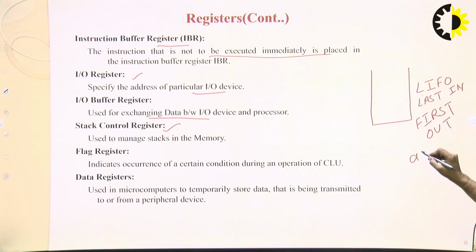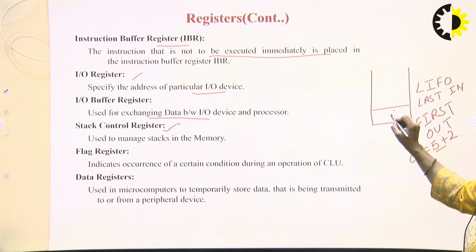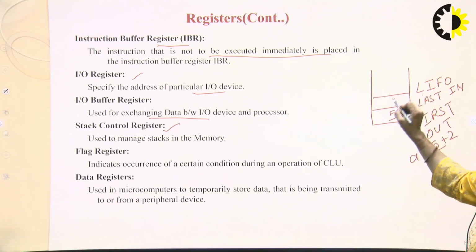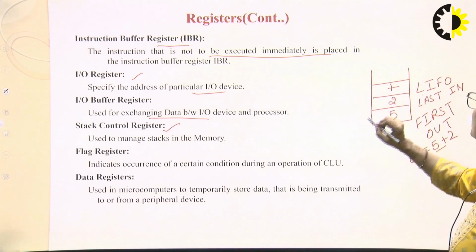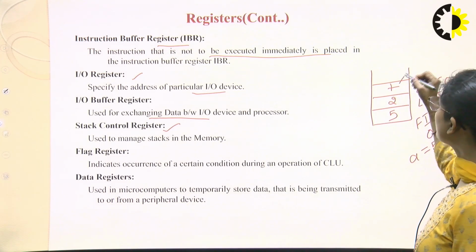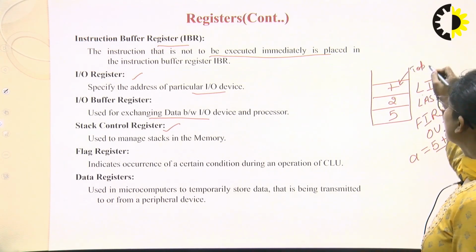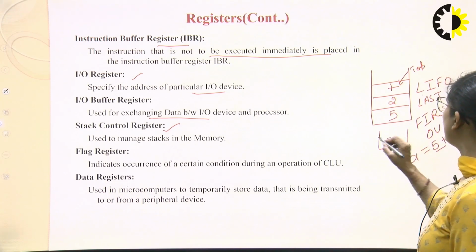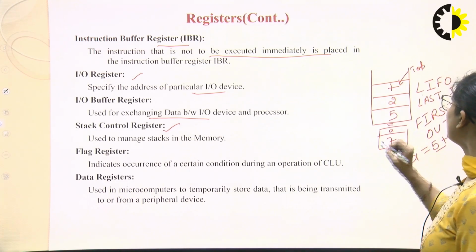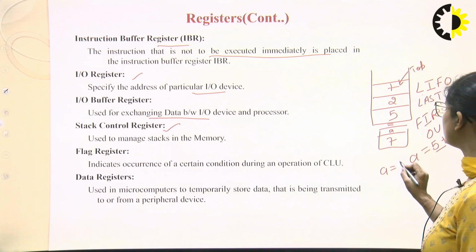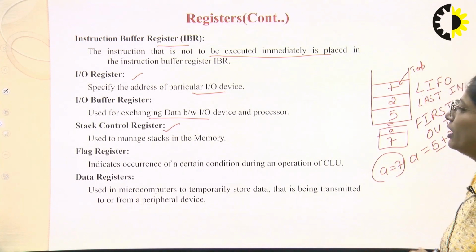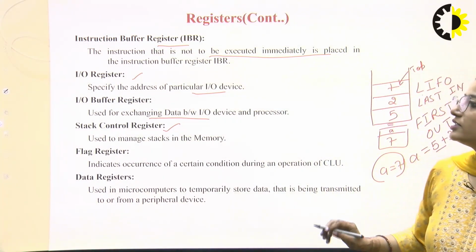Like as I told, we have A equals 5 plus 2. So with last in first out, first 5 will be stored here, then 2 will be stored here, then the plus operation will be done. So plus is on top of the stack. So 5 plus 2 is 7. Now it will be assigned to A. So the final result is A equals 7. This is the working of the stack control register.